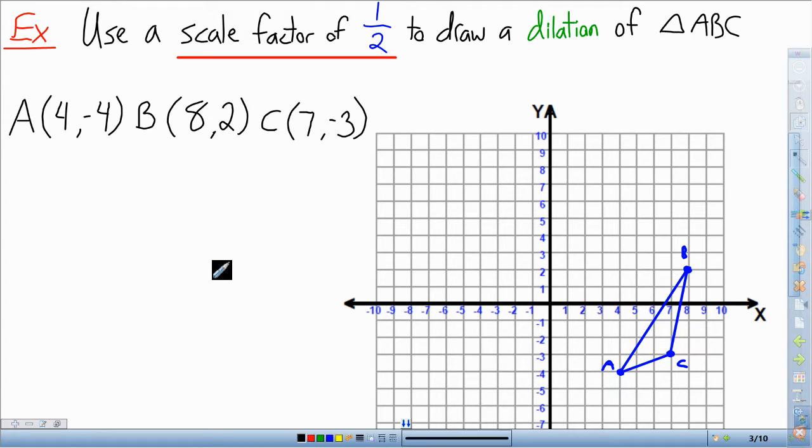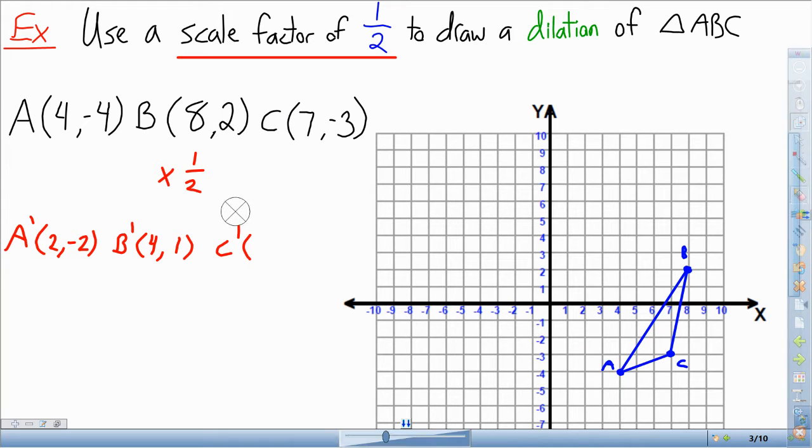All right, and this one wants us to apply a scale factor of 1/2. Okay, so we're going to be multiplying all of these by 1/2. All right, so let's go ahead and do it and see what happens. Okay, a lot of these are even, so we can probably do all of this in our head. Half of 4 is 2, half of negative 4 is negative 2. B prime, half of 8 is 4, half of 2 is 1.